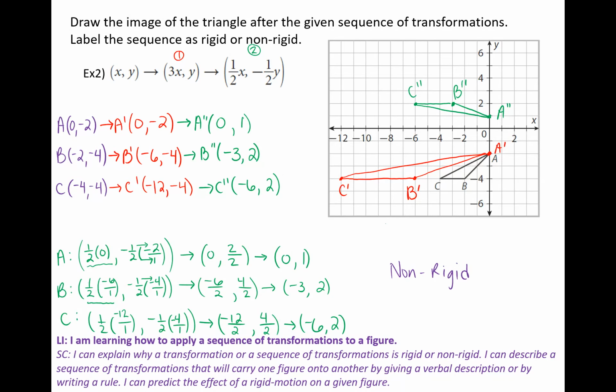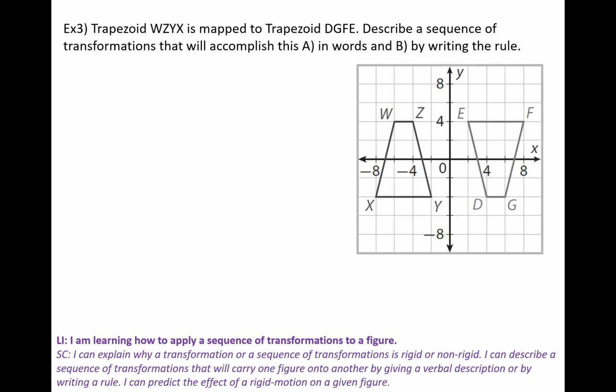All right, then we're going to shift gears a little bit onto the next example. This one is going to ask us to describe the sequence of transformations that will accomplish this. So we're going to do it by using words and then also by writing a rule. So first, look at the directions. It says trapezoid WZXY is mapped to trapezoid DGFE.